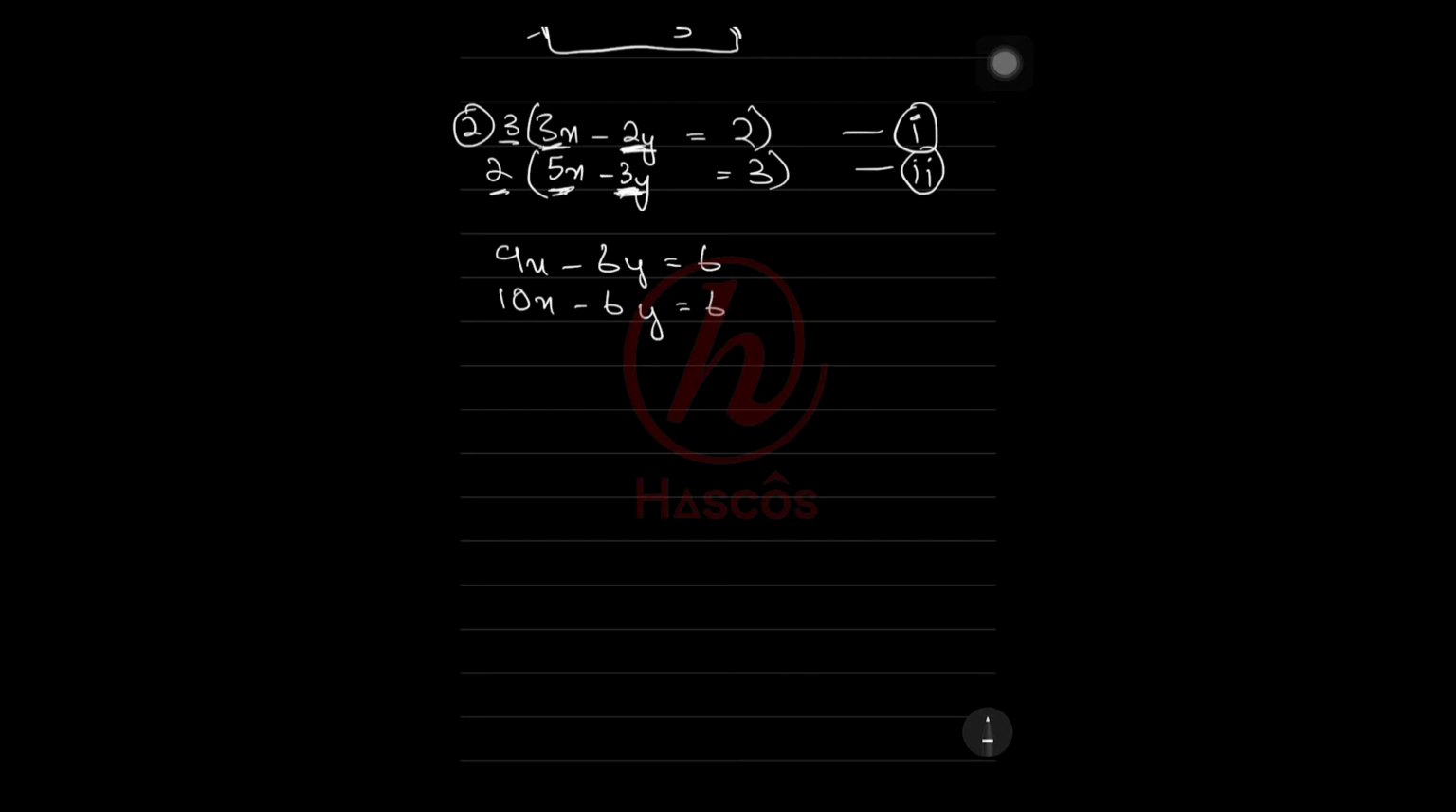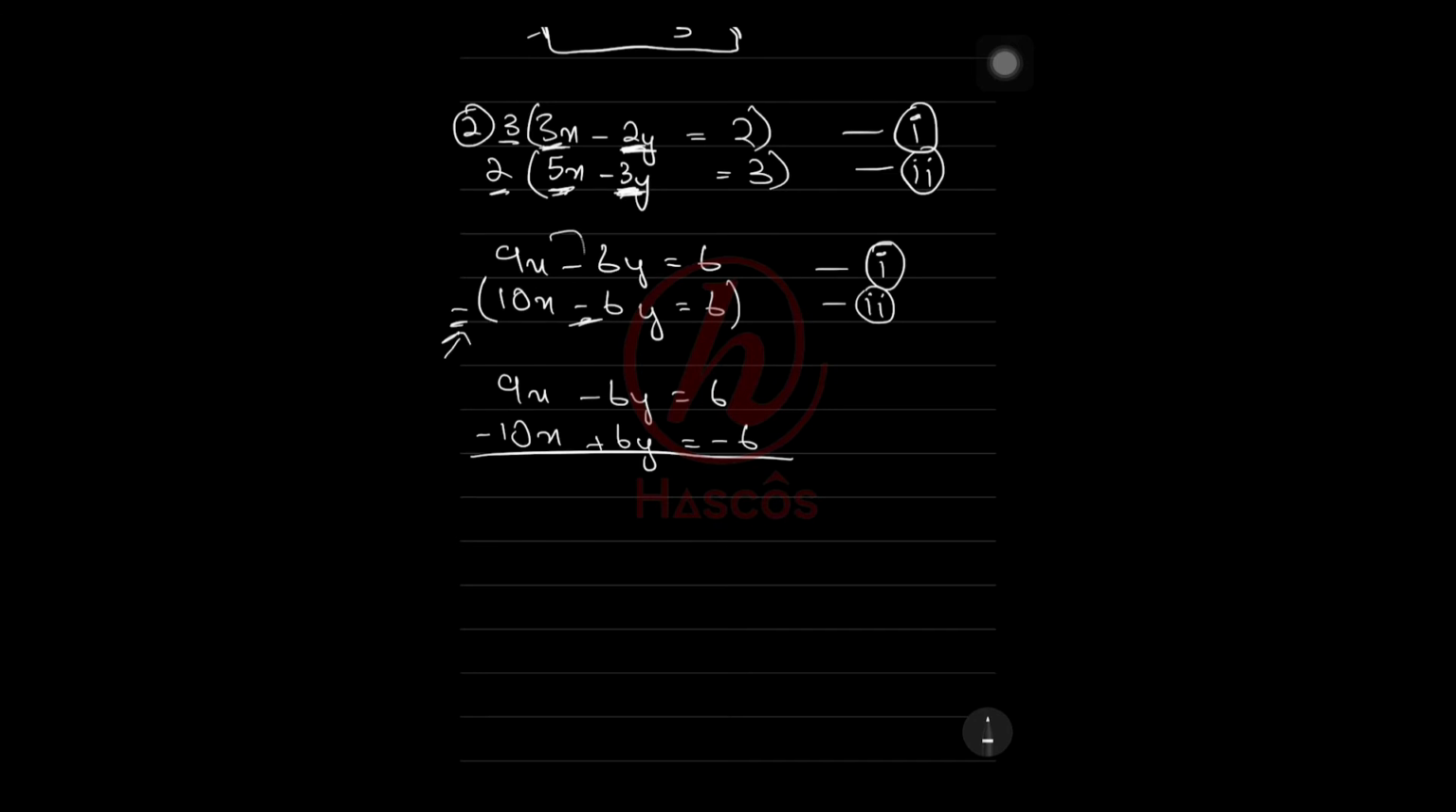We have equation number 1 and equation number 2. Equation number 2, let's multiply with the negative sign so that we have a positive 6y. In equation number 2 we need to multiply the entire equation with the negative sign, hence equation number 2 is negative 10x plus 6y equals negative 6. Equation number 1 remains the same.